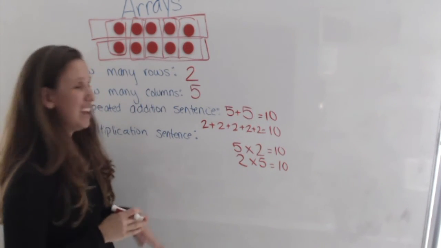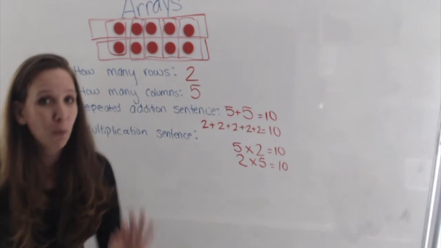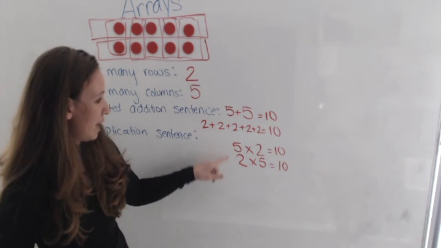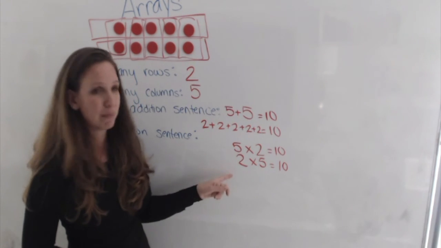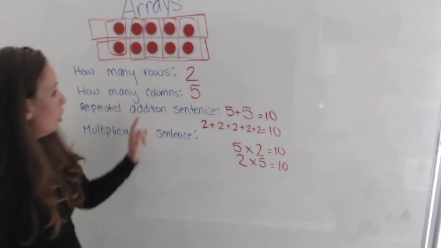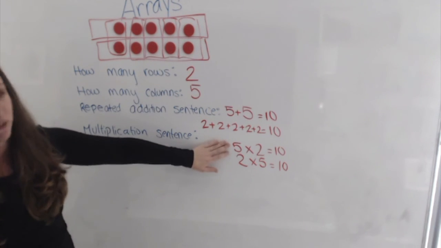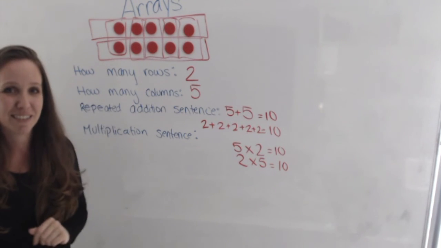Now, this might seem like there's no reason to do this, but the whole reason we're doing this is that way you can understand what these 2 have in common, my repeated addition sentence and my multiplication sentence. Also, you can see that to count what 2 times 5 is, or 5 times 2, it's just counting your dots.